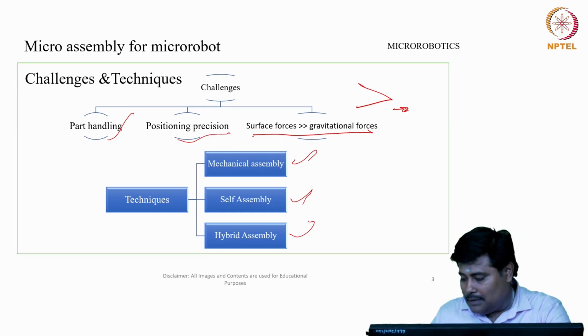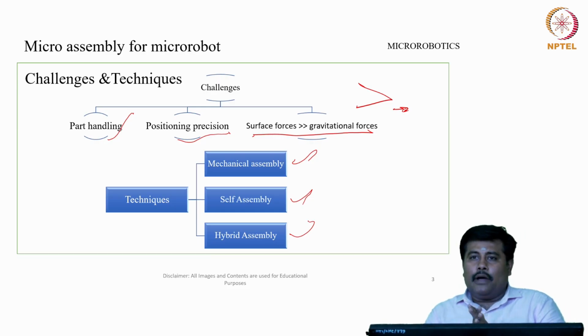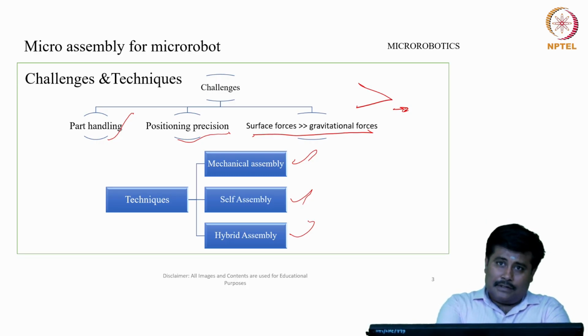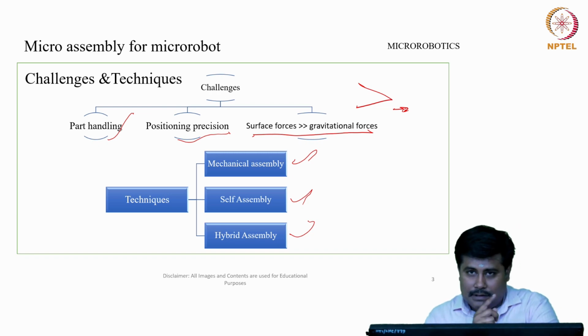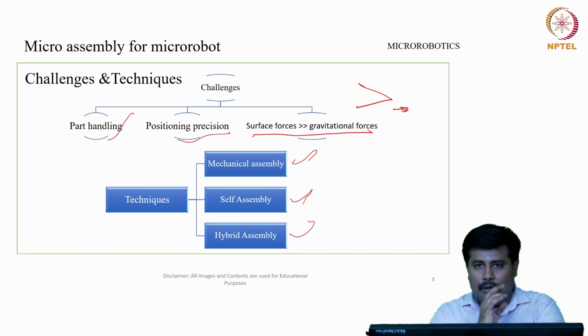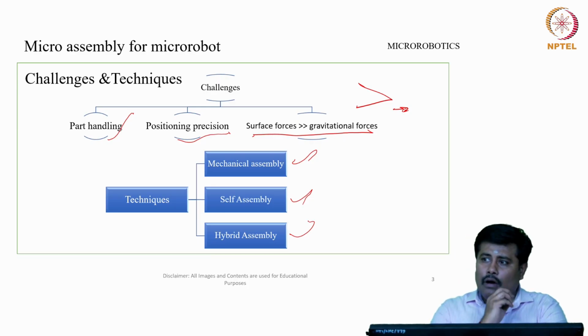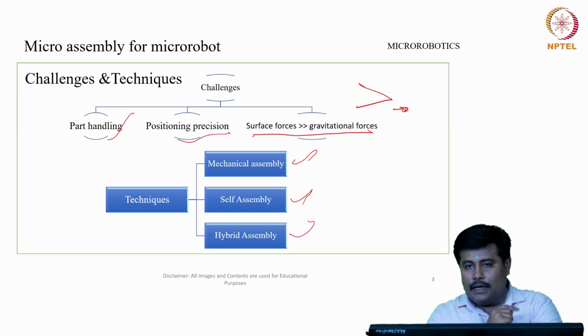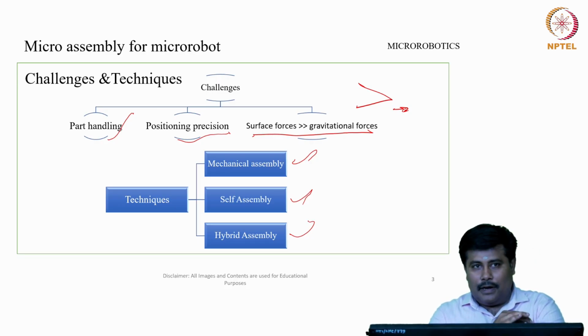As far as mechanical assembly is concerned, we try to integrate these micro components to assemble the system based on our requirement. As far as self-assembly is concerned, the systems or subsystems get self-assembled by giving an appropriate actuation or appropriate forces. Third is hybrid assembly, where both mechanical assembly and self-assembly work together to create a kind of micro manipulation in such a way that the system is organized to get an appropriate functionality.